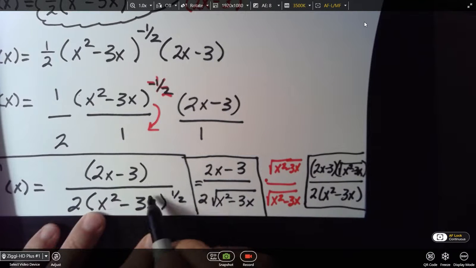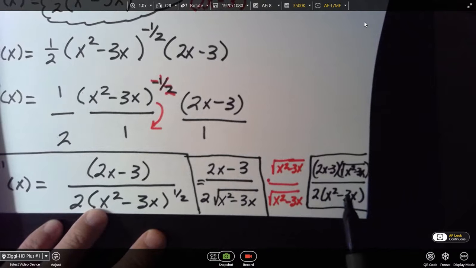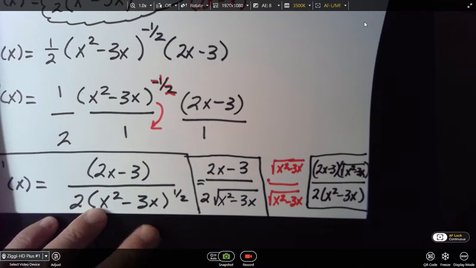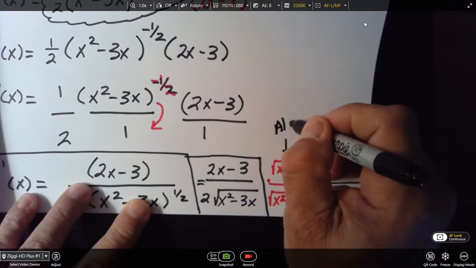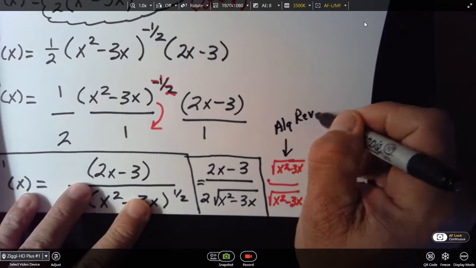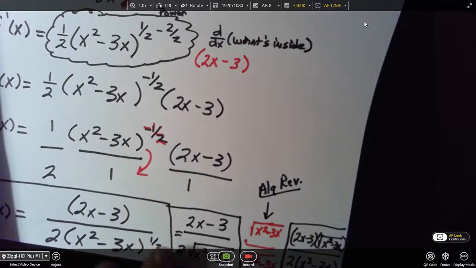So any of these three answers is correct. It depends on what the directions ask for, depends on what the teacher asks for. And of course, rationalizing the denominator is in your algebra review, which you can find in my algebra review video.